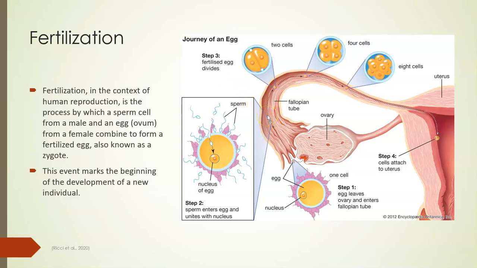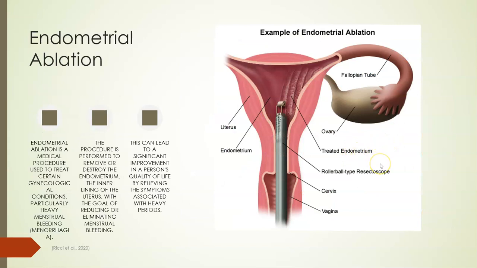So what's fertilization? Fertilization is a process by which a sperm cell from a male and an egg, which is an ovum from a female, combine to form a fertilized egg. So this is where the sperm connect with the egg, and then it becomes fertilized. And just to add, after it's fertilized, it will travel through the fallopian tube and then attach somewhere in the uterus. All right? The next terminology is endometrial ablation.